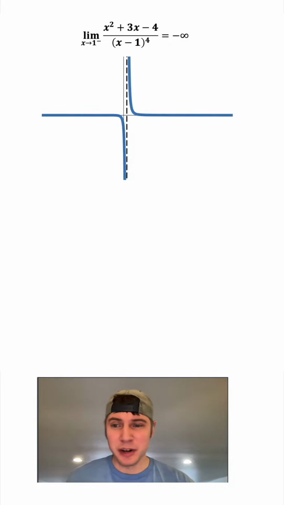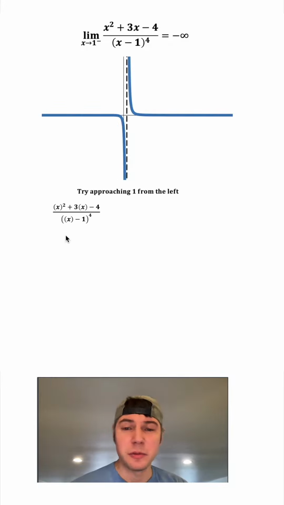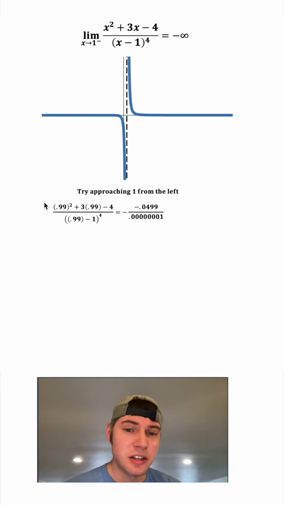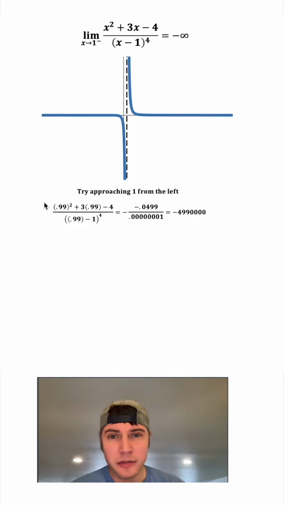We can also do it algebraically. We're going to try approaching 1 from the left. We'll start with our function, and we're going to plug in 0.99 for the x. That ends up giving us this right here, which becomes this. Already a very large negative number.